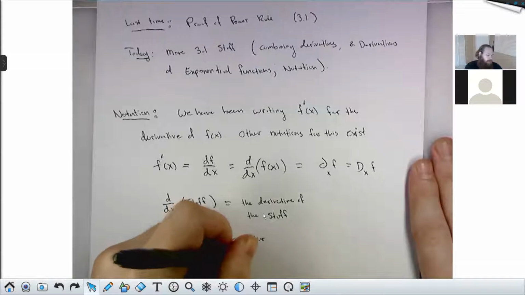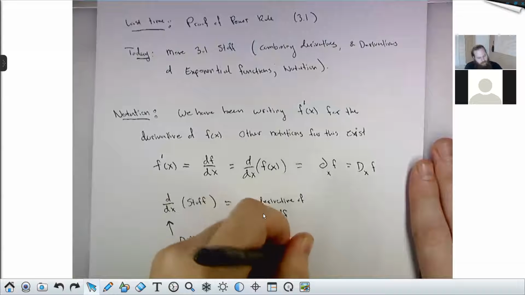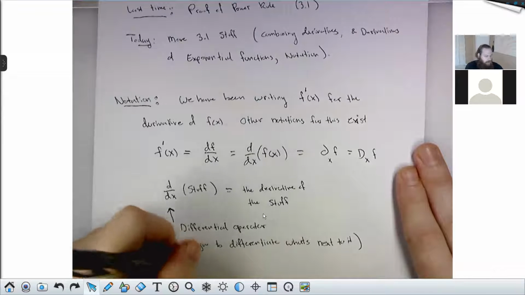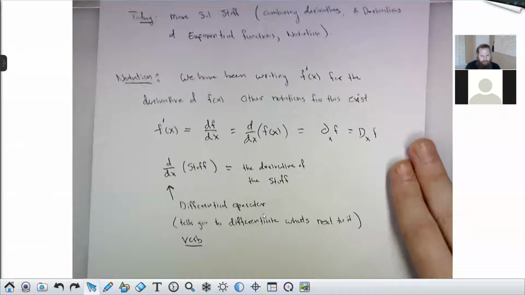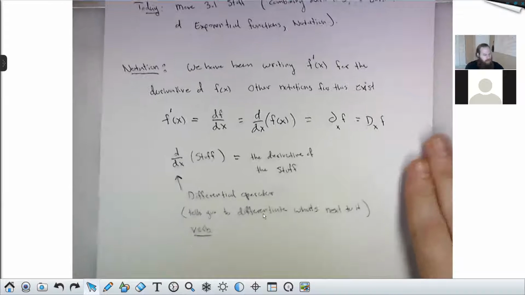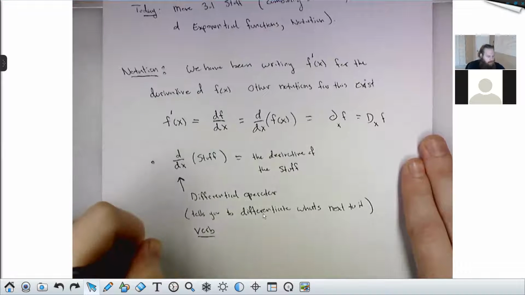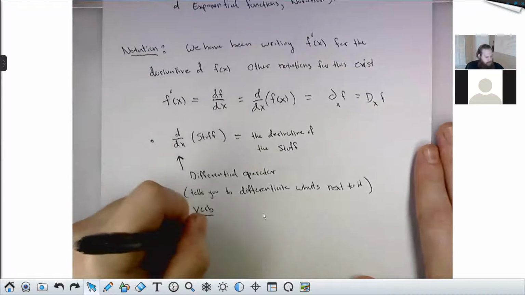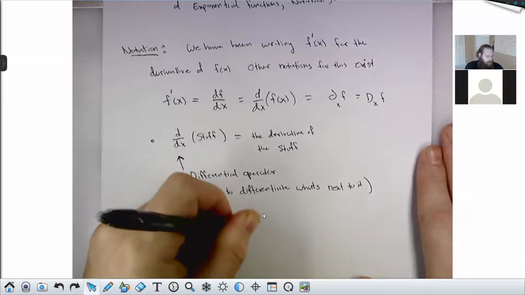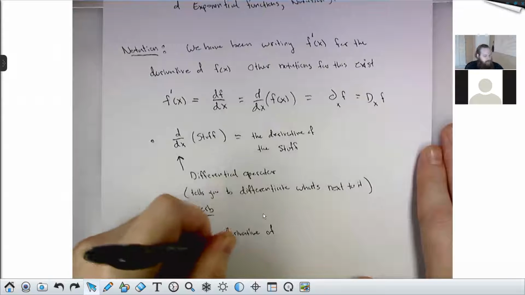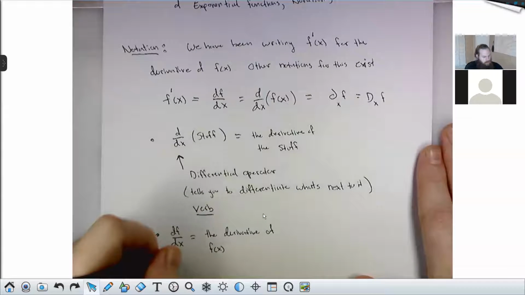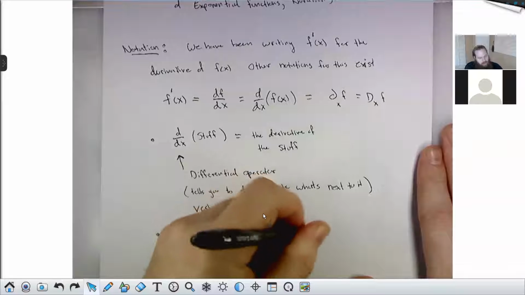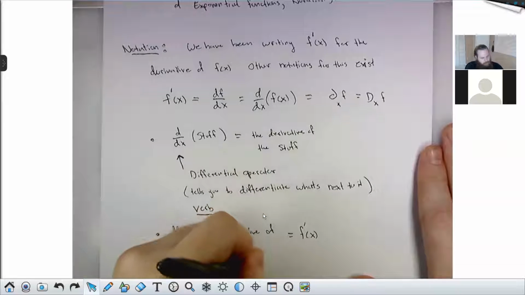It tells you to differentiate what's next to it. I tell people that this is a verb. That's a little bit of a stretch. It's not really a verb, but that's one nice way to think of it. The notation df/dx, this is straight up the derivative of the function f of x. It's a noun. It's just a derivative, right? It's equal to f prime of x. Noun.